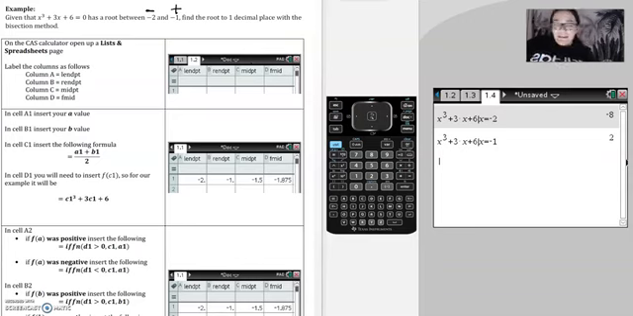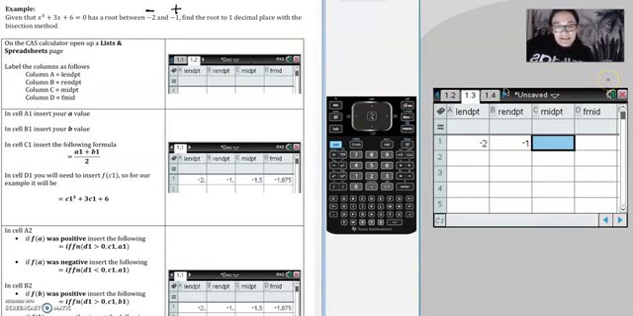Okay, on the CAS calculator, open up Lists & Spreadsheets is the first instruction, and I've actually done a bit already. I have already labeled the columns as suggested: left endpoint, right endpoint, midpoint, and fmid. Fmid just means the function evaluated at the midpoint, so that's where we sub the midpoint into the rule. And I've already inserted in cell A1 the A value and the B value.